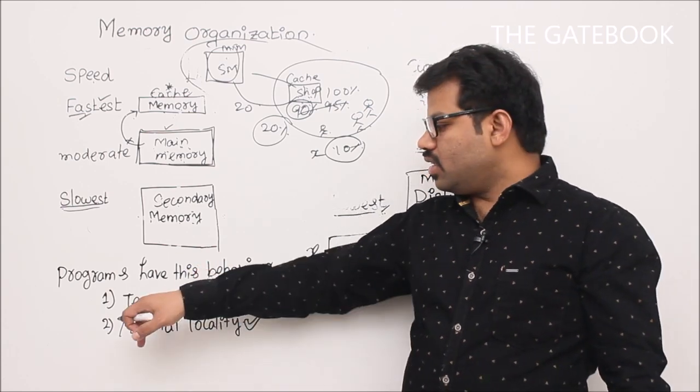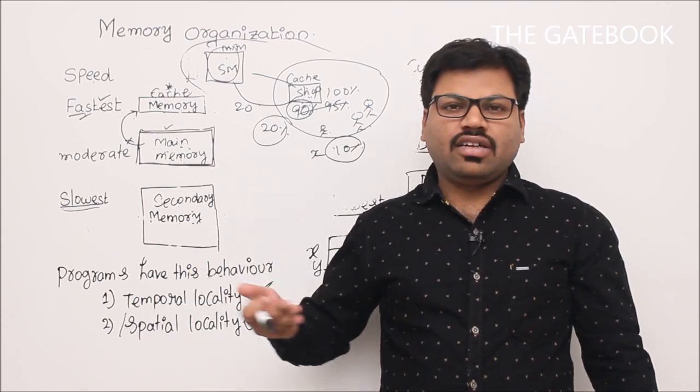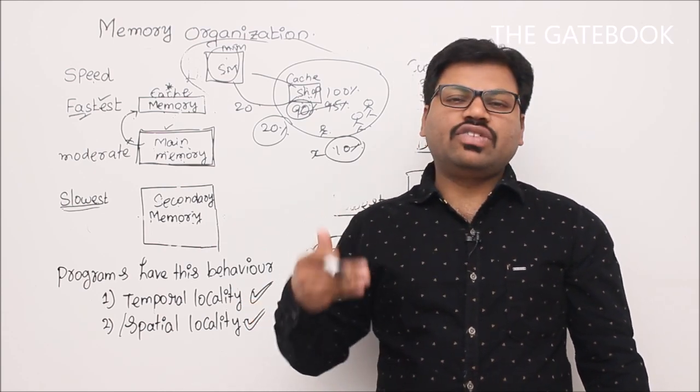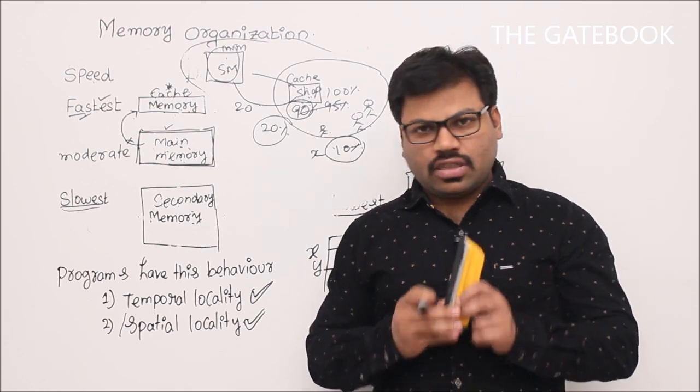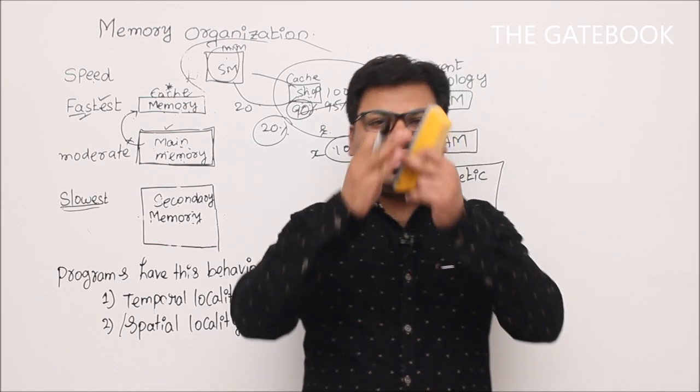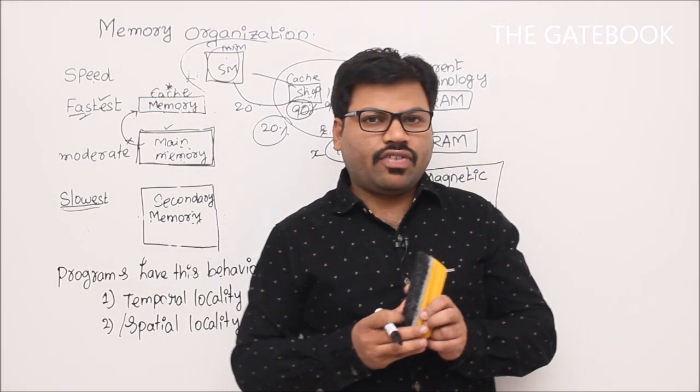So what is that? Accessing immediate data items, and accessing the same data item. These two things programs do very regularly. That's why we have to target these two behaviors and design our system around them. So we are going to design our system with that.